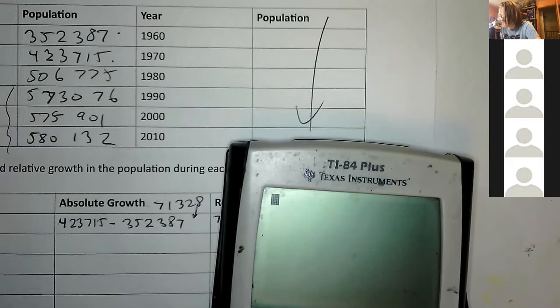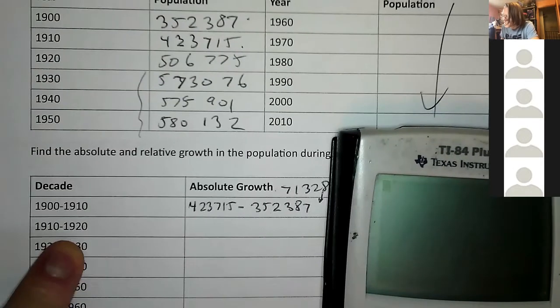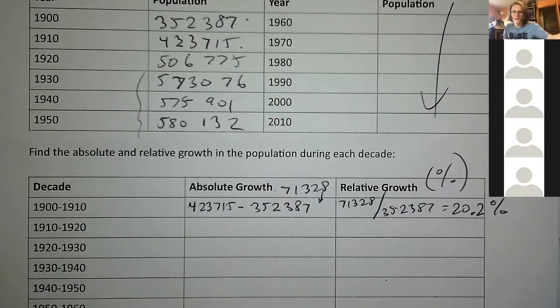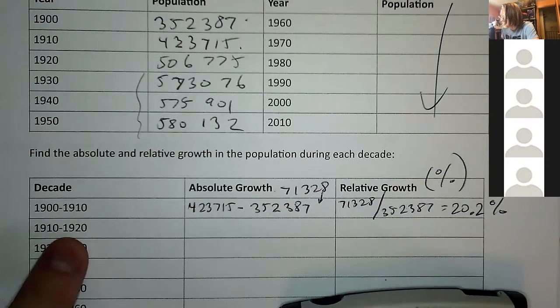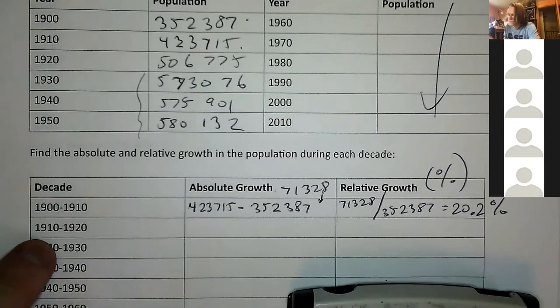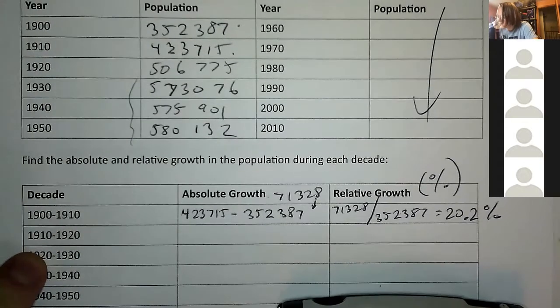So the next decade, 1910 to 1920. The absolute growth, again, is just how many people were added on or taken off from the population in that decade. So I'm going to take the population in 1920 and subtract off the population in 1910. And again, it could be negative. Mine is not, but don't be afraid if yours is.